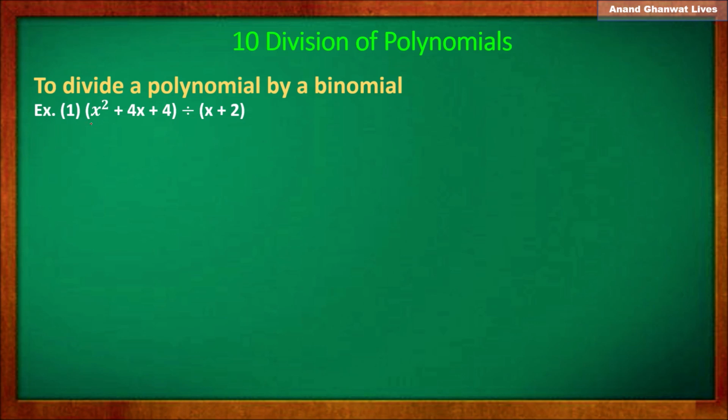Example first. x square plus 4x plus 4 divided by x plus 2. Now here in the first term index is 2, in the second term index is 1, and in the third term index is 0. So here already all the terms in the polynomial are in the descending order of their indices. Therefore we can directly divide x square plus 4x plus 4 by x plus 2. Now when you are dividing a given polynomial by a binomial, we have to take into consideration only the first term.